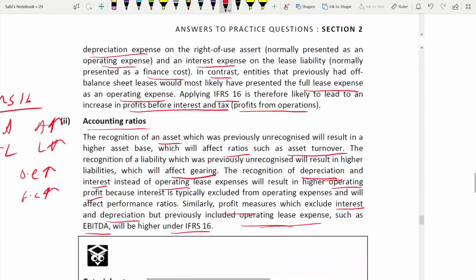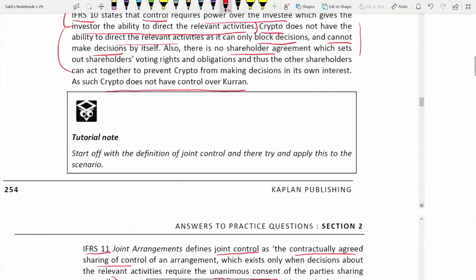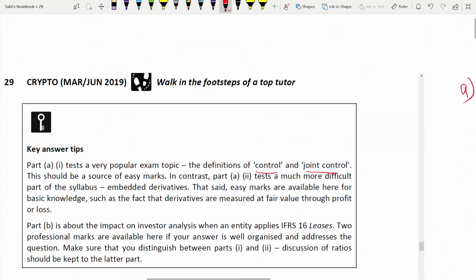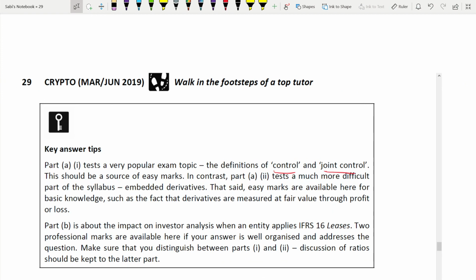So let us, yes, we have done almost. Yes, so this question is over, right? So that's it. We have finally finished the crypto question from your March June 2019. So best of luck and see you in the next question. Question number 30.